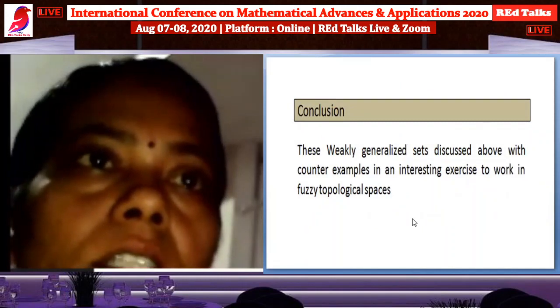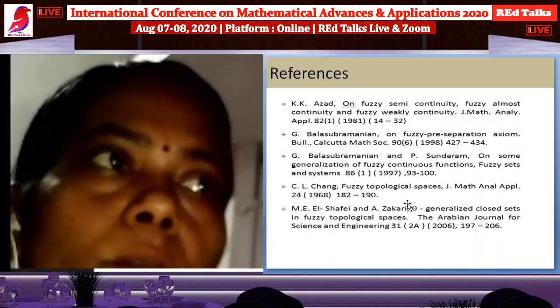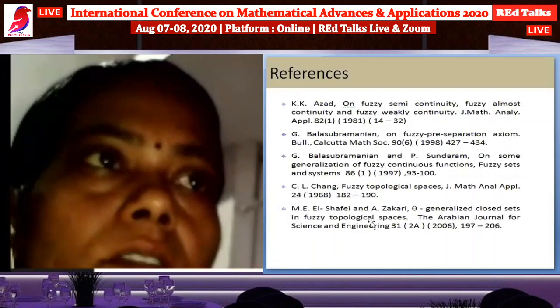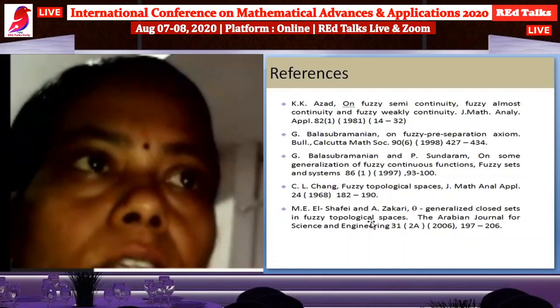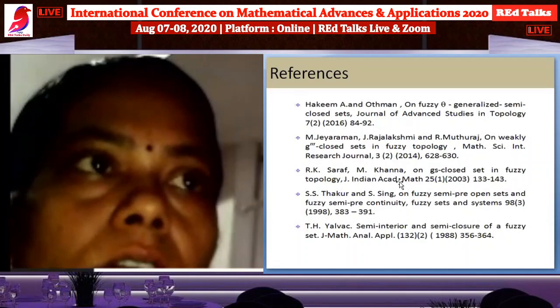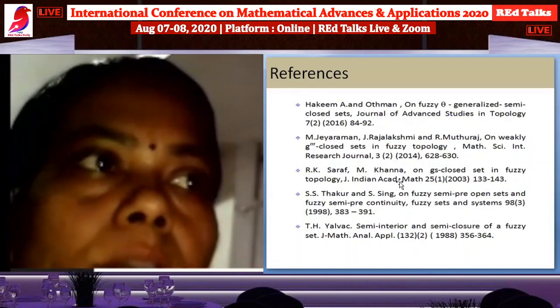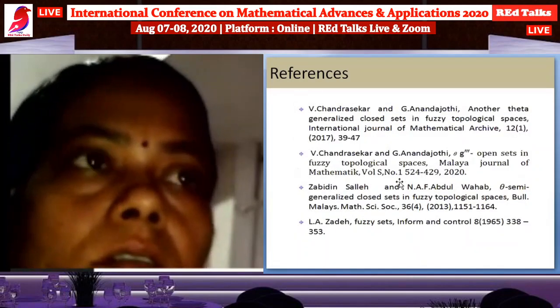Conclusion. These weakly generalized sets discussed above, with the counterexamples, are an interesting exercise to work on in fuzzy topological spaces. Their references are the following: APR and fuzzy semi-continuity.